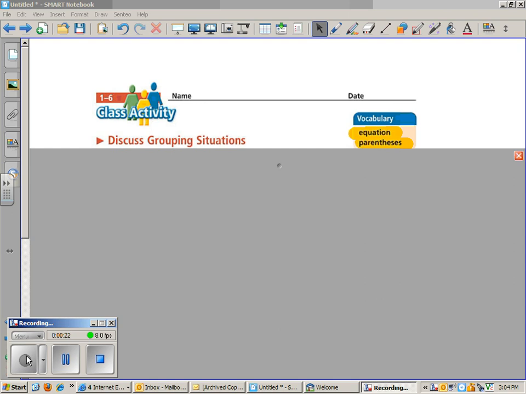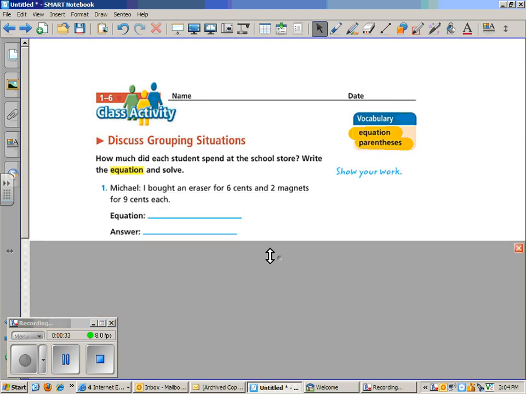Okay, so we're just going to get right into it and start discussing a situation and how we start using parentheses in real-life situations. All right, so our first problem here is Michael talking. I bought an eraser for 6 cents and 2 magnets for 9 cents each. We want to know how much he spent at the store, because right up here it says, how much did each student spend at the school store? So Michael bought an eraser for 6 cents, and then he also bought 2 magnets for 9 cents.